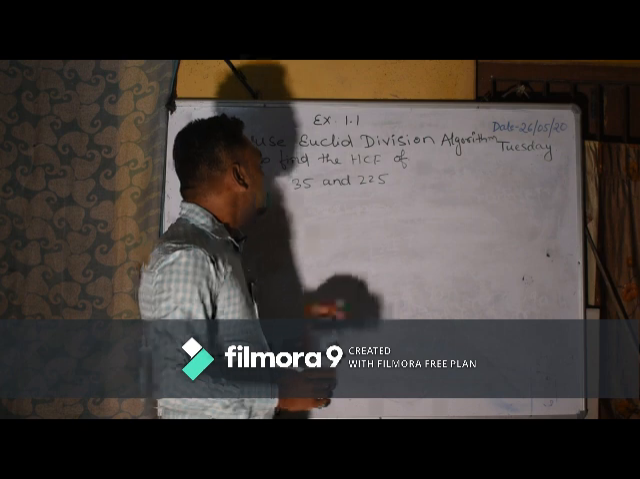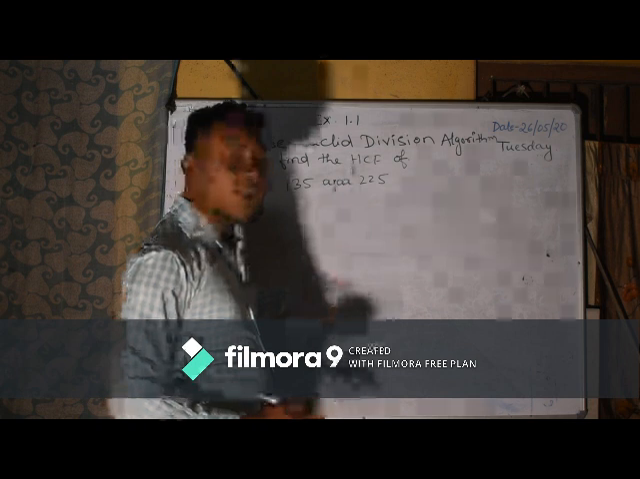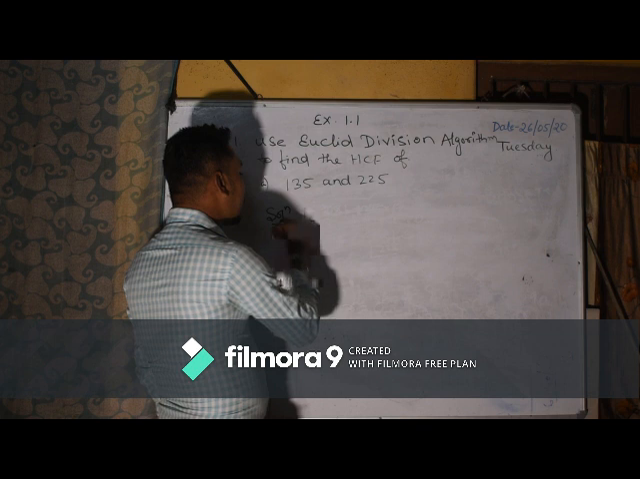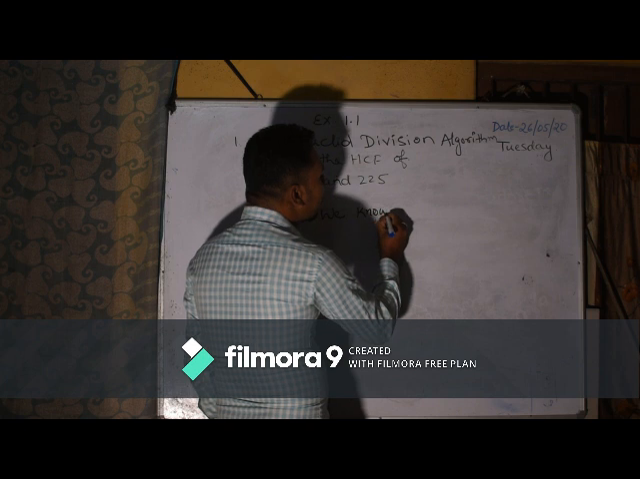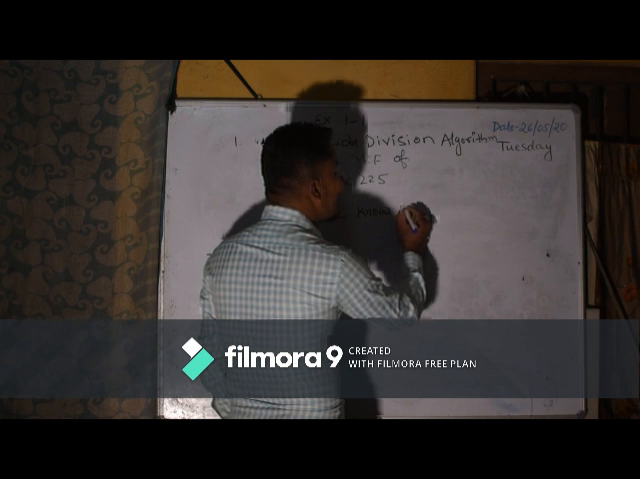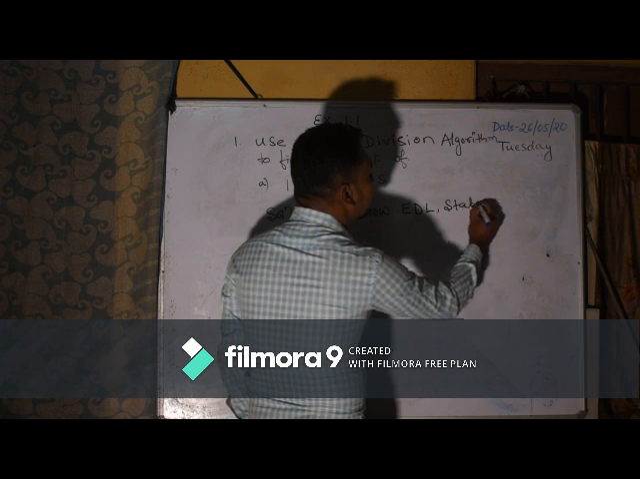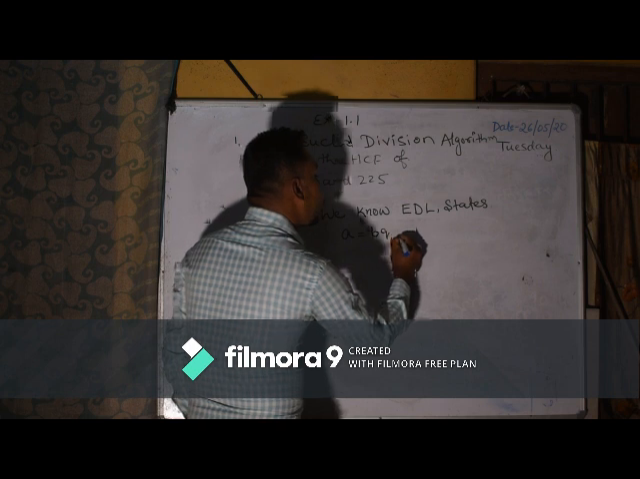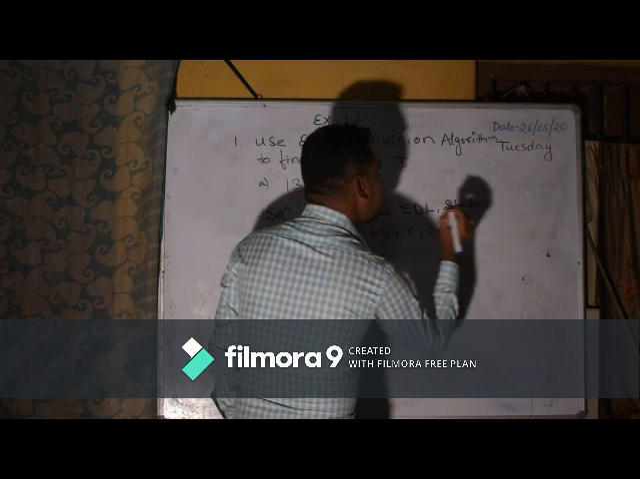The basic question: use Euclid division algorithm to find the HCF of 135 and 225. In the solution process, you write the solution. We know the lemma, you must write the lemma. EDL states that a is equal to bq plus r, where 0 is less than or equal to r, less than b.